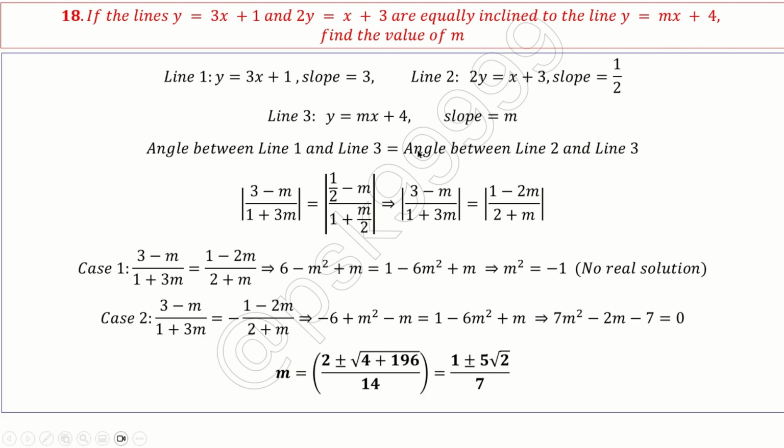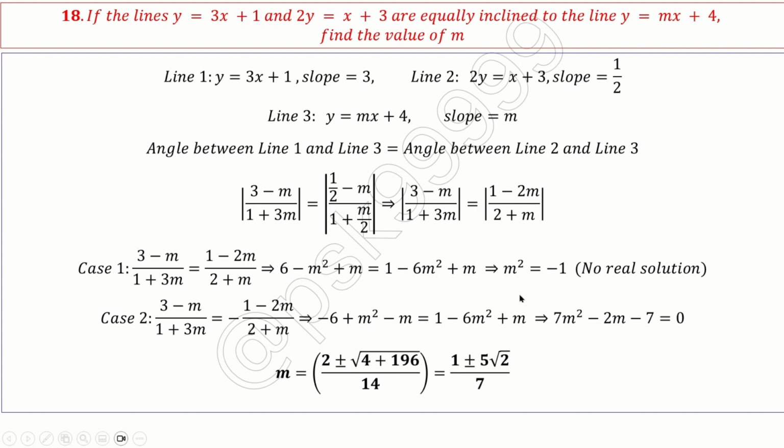So this is my line 1, line 2, this is my line 3. This line slope is m and here slope is 3, slope is 1 by 2, right? So angle between line 1 and line 3 is given by this. Angle between line 2 and line 3 is given by this. Both are equal. Since modulus is there, I'll get two equations. First I will take 3 minus m by 1 plus 3m equal to plus 1 minus 2m by 2 plus m.